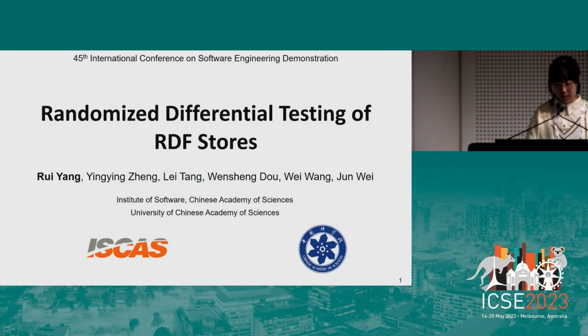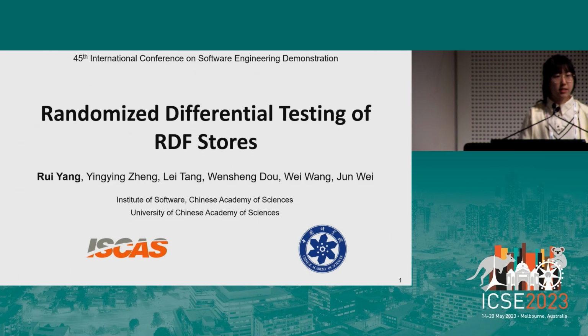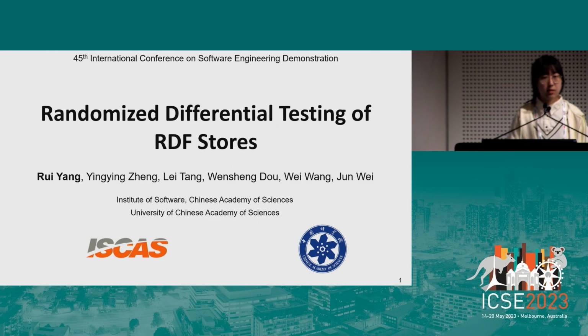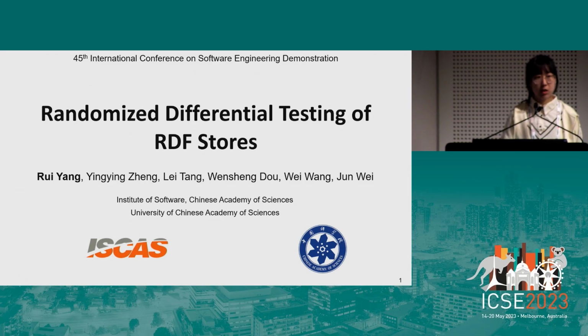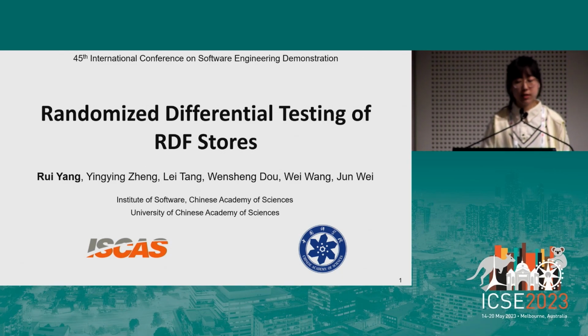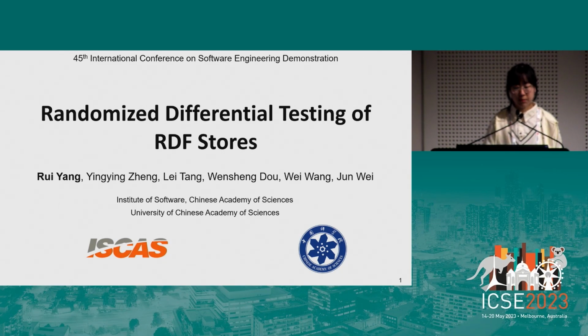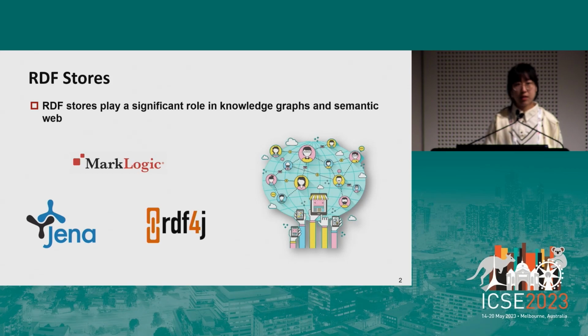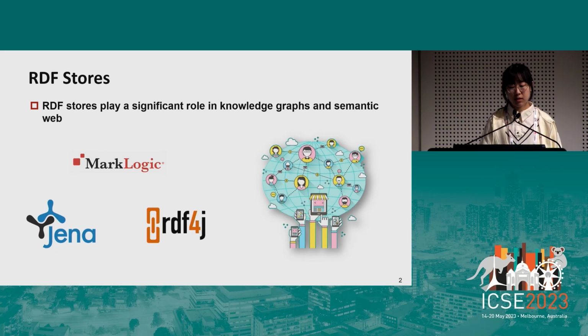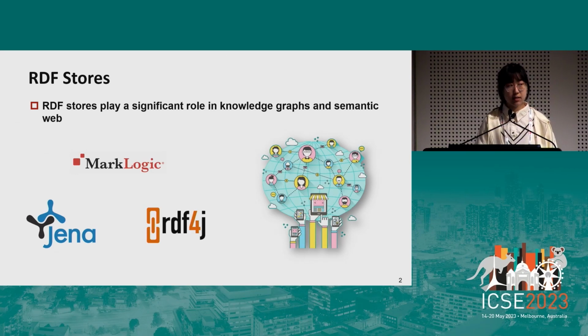Hello, everyone. I'm Yang Rui from University of Chinese Academy of Sciences. It's my honor to be here and talk about our work, randomized differential testing of RDF stores. We call the graph database systems that are built on the RDF graph model RDF stores. The representative RDF stores include MarkLogic, Apache Jena, RDF4J, and so on. They play a significant role in knowledge graphs and the semantic web.